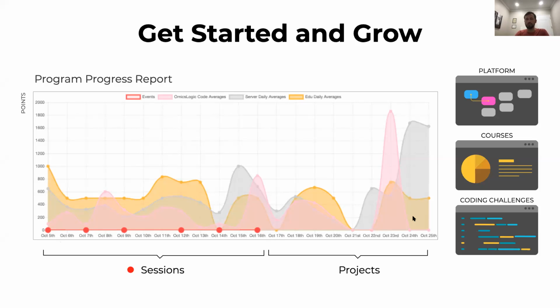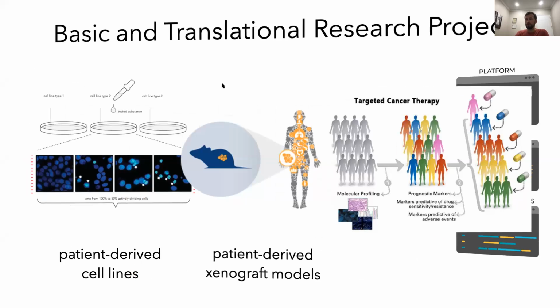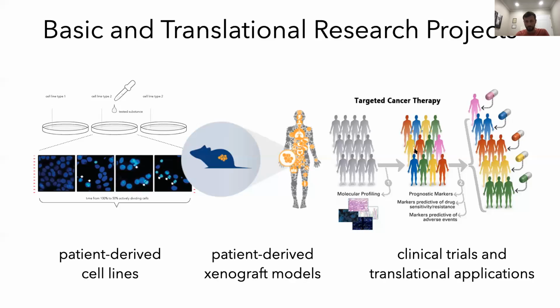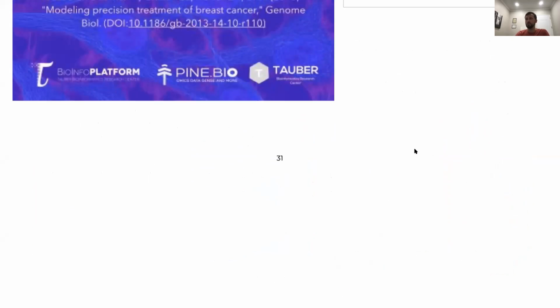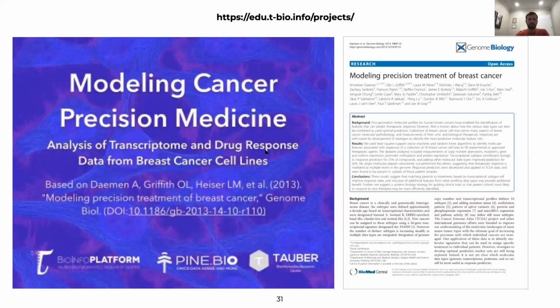To get you started, we also have a number of project examples that we have prepared following some publicly available data sets that you can find on NCBI. For example, one of these will be modeling cancer precision medicine, where we take a publication on different breast cancer cell lines and look at how to analyze such data to understand the differences between these cell lines.